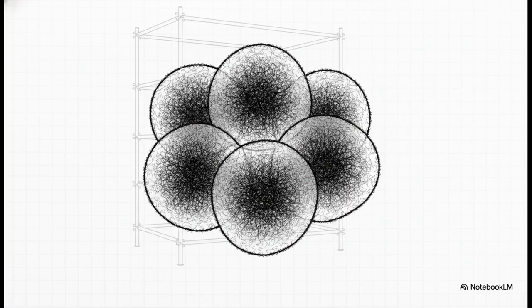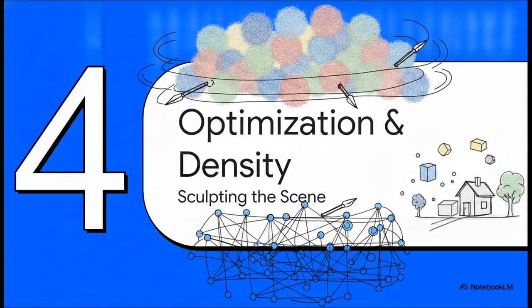Because these colored Gaussians exist at explicit physical coordinates, the computer does absolutely zero math in the empty space between them. Section 4. Optimization and Density Control.